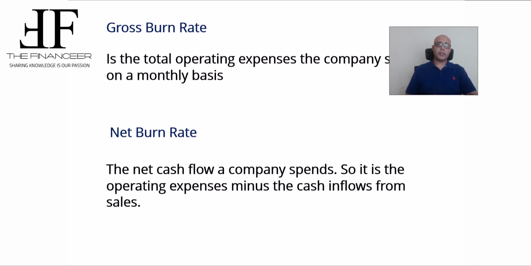Now let's start calculating the burn rate. There are two types of the burn rate. There is something called gross burn rate, and the other measure is called net burn rate. Gross burn rate means that you are looking at the operating expenses, the cash outflow, without consideration to any cash inflow or any revenue. So you are trying to measure your operating expenses that you are paying in cash, and this will be the gross burn rate per month.